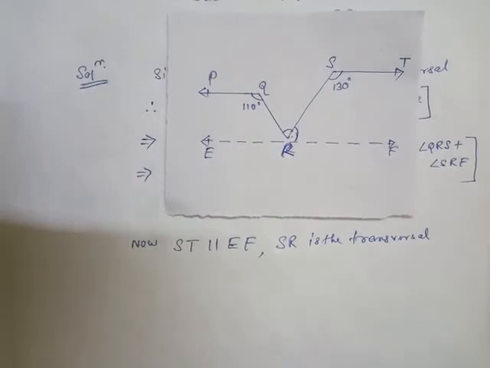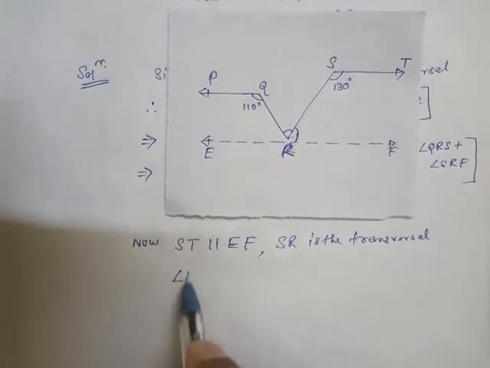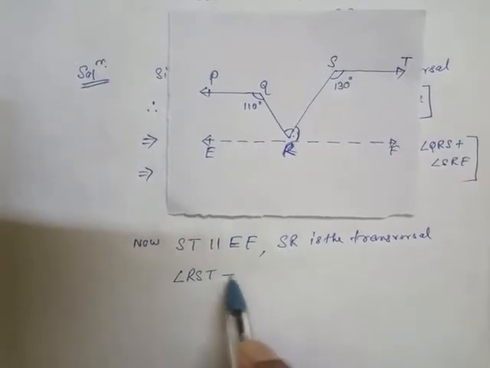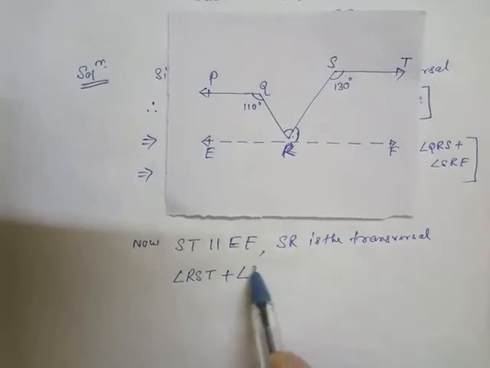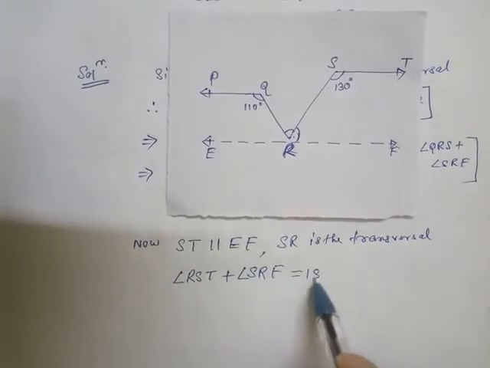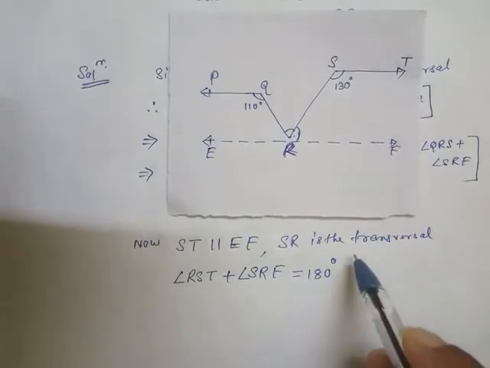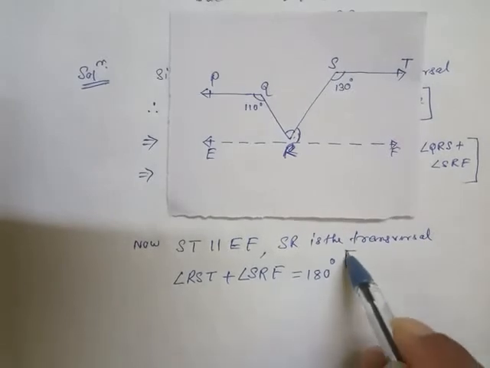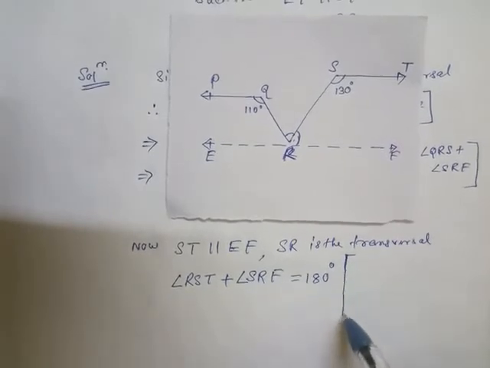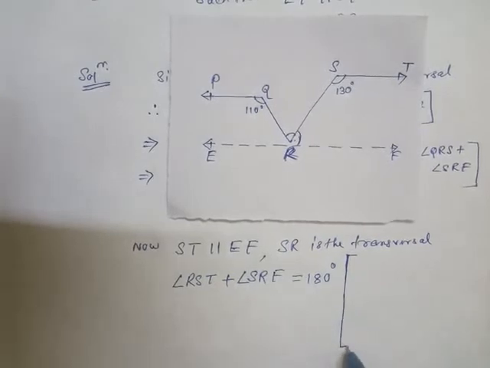So we can apply this theorem here. Now student, look here, we can say that angle RST plus angle SRF equals 180 degree. Why? The reason is actually the 6.4 theorem, this theorem is already done. I am writing the theorem here now. 6.4 theorem.